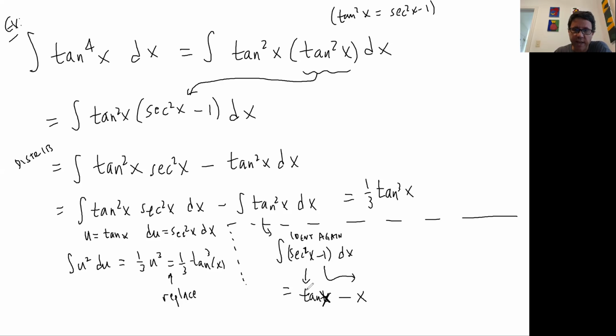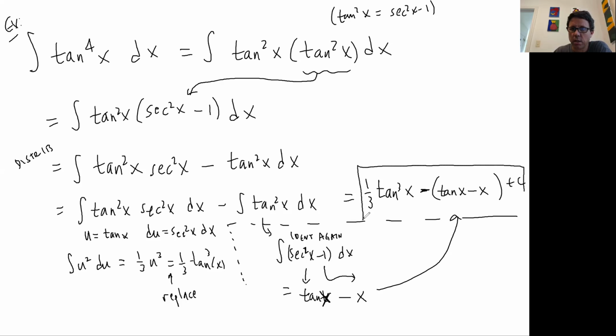So if I take that answer and subtract it off, then I'll get tangent x minus x. That is the answer to the original problem. So it's weird. I mean, you start off with the tangent to the fourth, but your answer is only tangent cubed and tangent x.